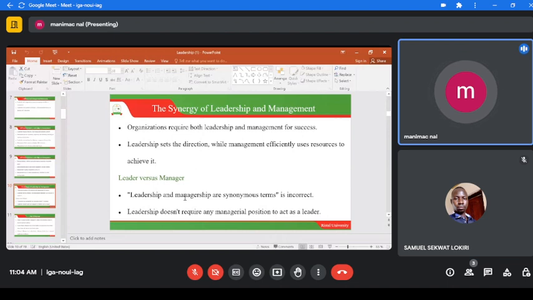If resources are not available, a certain activity may not be achieved. So resources have to be there such that if we want to achieve a certain activity, we use them to achieve it very, very well.